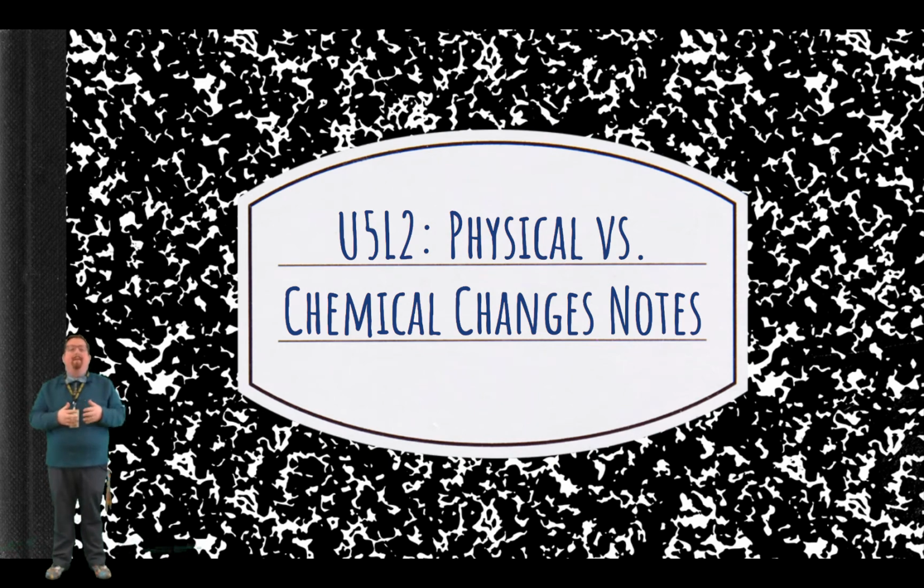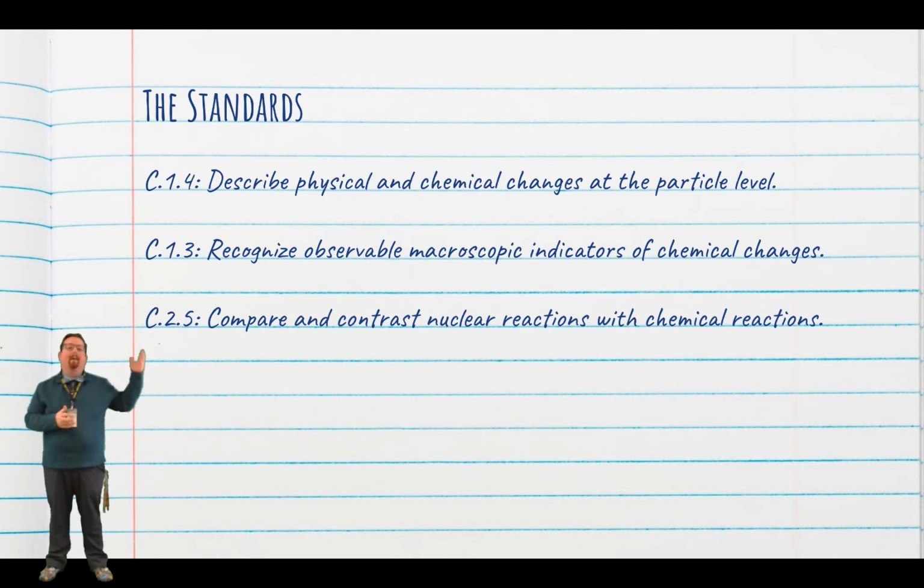Today we'll be covering Unit 5, Lesson 2, Physical versus Chemical Changes. The standards that we're going to cover are here to my left. We have C.1.4, which asks you to be able to describe physical and chemical changes at the particle level. C.1.3, which asks you to be able to recognize observable macroscopic indicators of chemical changes. And C.2.5, which asks you to compare and contrast nuclear reactions with chemical reactions.